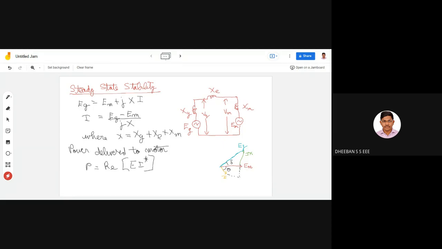So the excitation, this is your voltage rise. For this loop you have to put KVL. As per the KVL, the algebraic sum of the voltage rise is equal to the voltage drop. So here is your voltage rise, EG, which is equal to the voltage drop across this load EM, and then the drop across all the other reactances, which is given as I into X. And here this X is equal to Xg plus Xe plus Xm.